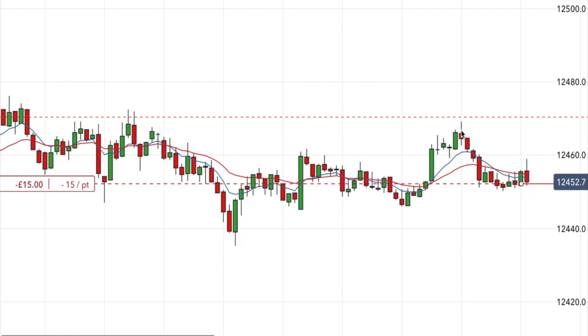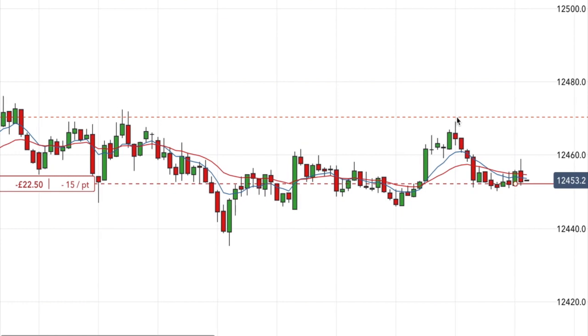Let's just get rid of these markings. So I've placed my stop just above this most recent high here. High, lower high, lower high. So I know that if the market goes above here, I'm wrong with this particular trade.